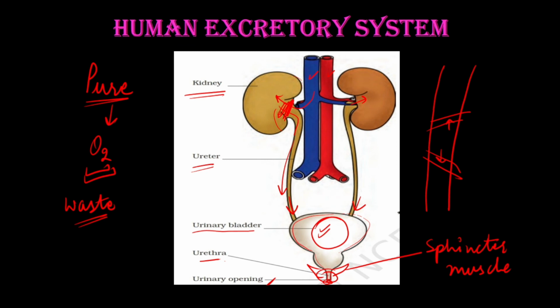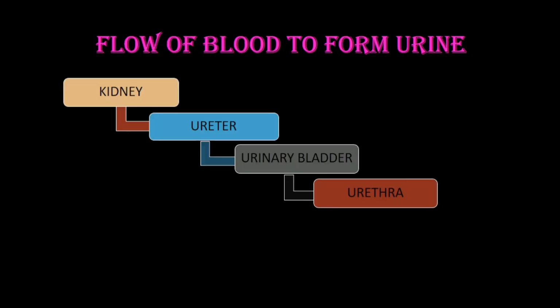Right? I hope you are able to understand this excretory system. So the blood first of all comes to the kidney. From the kidney, it goes to the ureter. From the ureter, it goes to the urinary bladder. From the urinary bladder to the urethra, and from there, it goes out of the body.